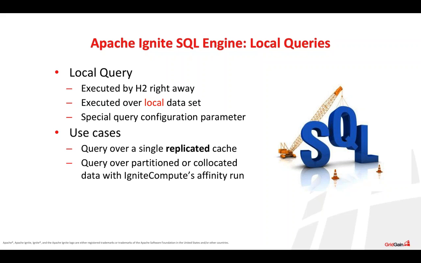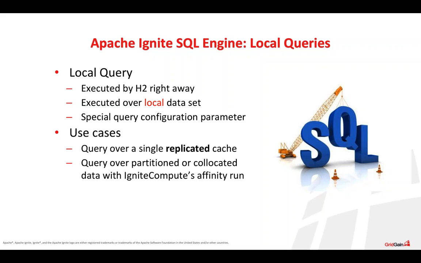Actually, these local SQL queries are executed when your query should query the data located in a replicated cache. Since the data for a replicated cache is by default available on all the nodes, there is no sense in distributing the query, and it's absolutely fine to switch to the local query mode and execute it right away.